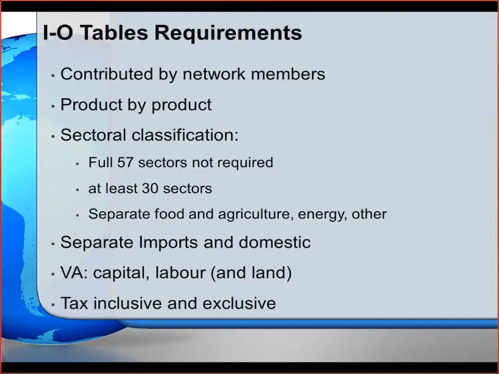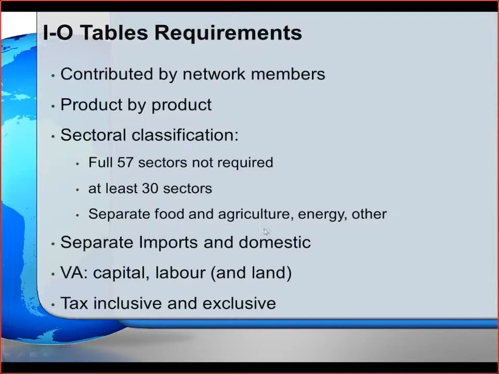So we have a few requirements for IO tables, which are basically contributed by the GTAP network members. First of all, it's product by product, or commodity by commodity, and if you have it product by industry, you need to convert it to product by product. And you've probably noticed that we have 57 sectors in the GTAP database, but our contributors are not required to contribute tables with all 57 sectors. But we do say that you need at least 30 sectors.